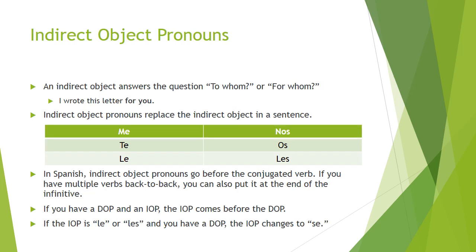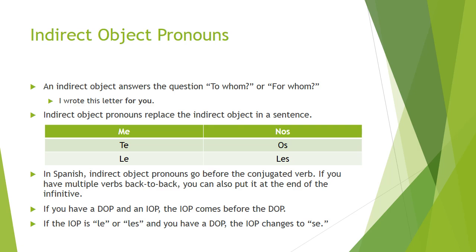An indirect object answers the question to whom or for whom in a sentence. For example, I wrote this letter for you. You would be the indirect object because it answers the question for whom is the letter. Indirect object pronouns replace indirect objects in a sentence. In Spanish, indirect object pronouns are me, te, le, nos, os, and les. They go before the conjugated verb. But if you have multiple verbs back to back, you can also put it at the end of the infinitive.